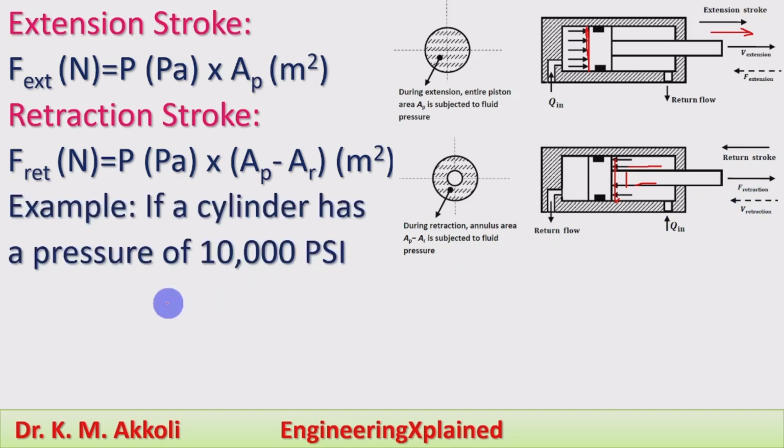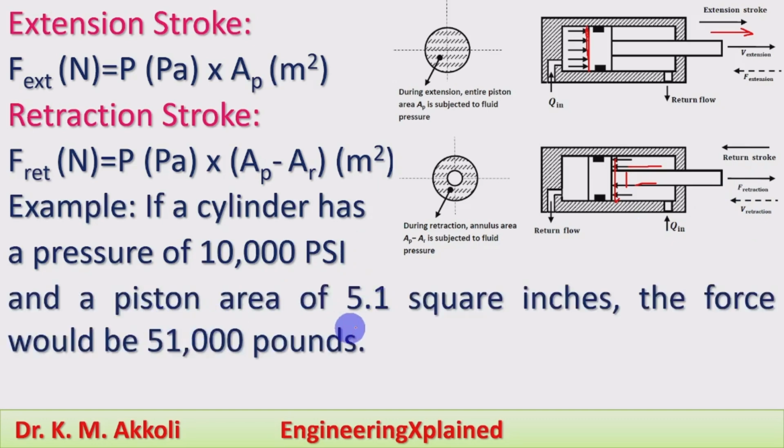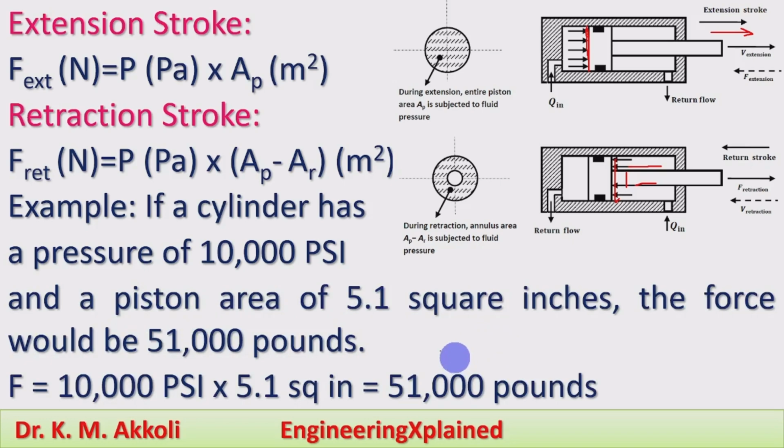Example, if a cylinder has a pressure of 10,000 psi and a piston area of 5.1 square inches, the force would be 51,000 pounds. That is F equal to 10,000 psi multiplied with 5.1 square inch, which is equal to 51,000 pounds. And similarly, for the extension and retraction stroke, to determine the velocity we are going to consider the area: for the extension it will be AP, the same as we have taken here, and for retraction AP minus AR, while calculating the velocity also.